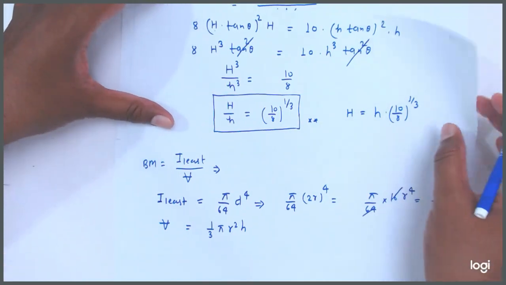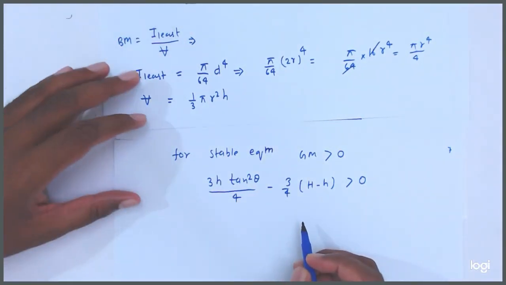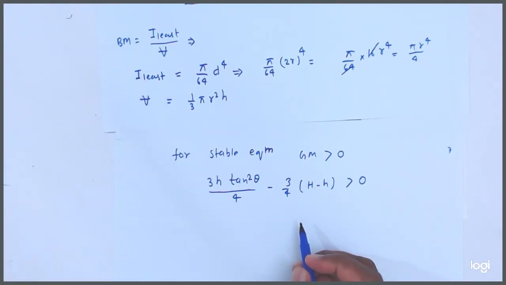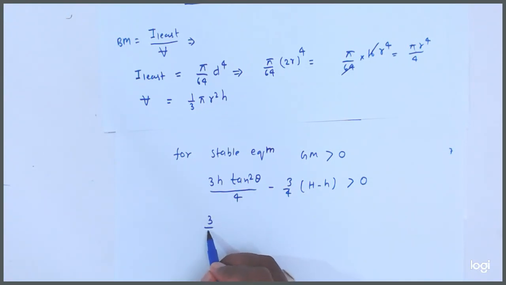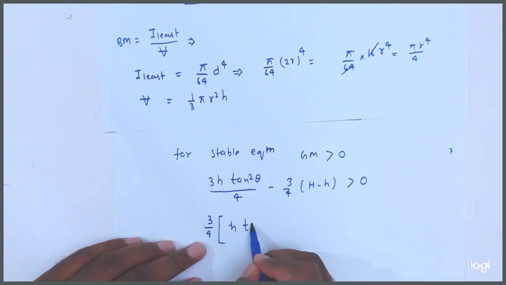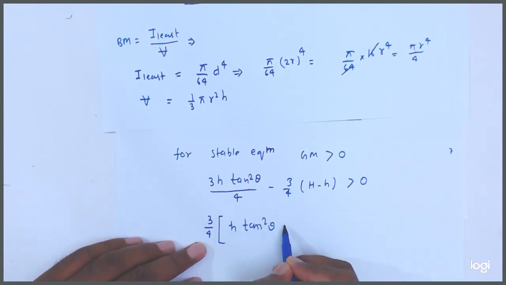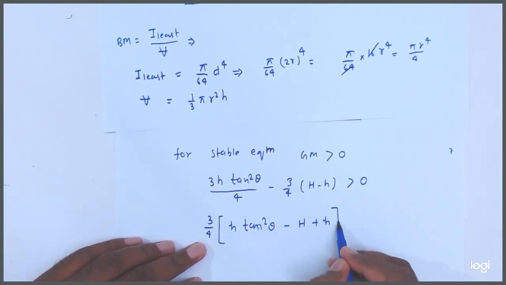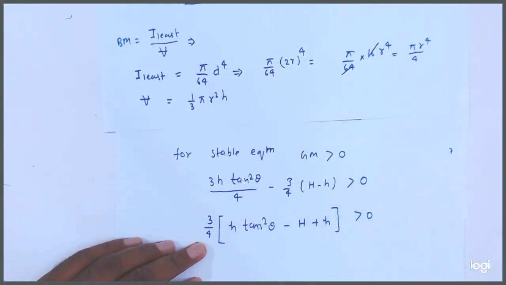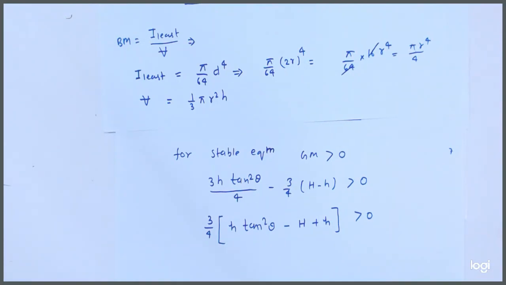So we'll put the value here. How much will it come? See here friends, 3 by 4 is there, here 3 by 4 is there. So this 3 by 4 we will take common. So here h tan square theta minus capital H plus small h should be greater than 0. Okay friends, it should be greater than 0.